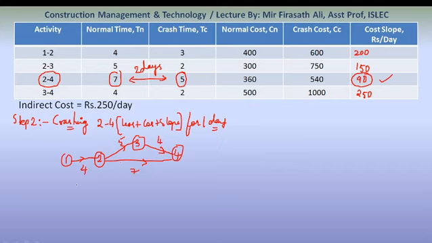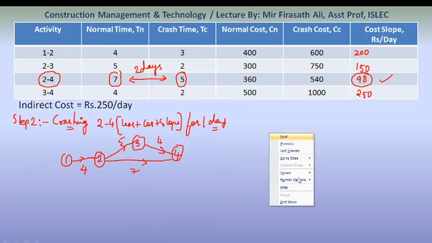Now what we are doing? We are crashing the activity 2 to 4 by 1 day. So what happens? There is a small correction over here. Sorry for this correction. Once again I will repeat it.